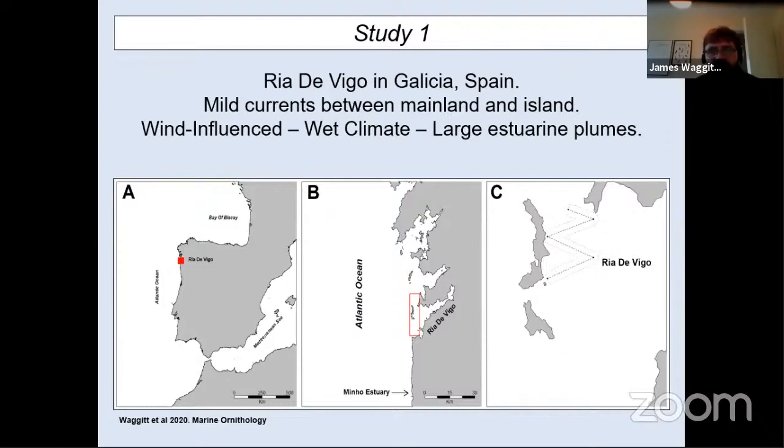And at times of the year it gets lots of rain, and this can influence the strength of the plume, which is the Western Iberian buoyant plume, and it emerges from the Minho estuary, which you can see in the central map. And then during northern winds, that plume is pushed up into the ria. So at times that water in there can be quite brackish, so it can be quite low salinity.